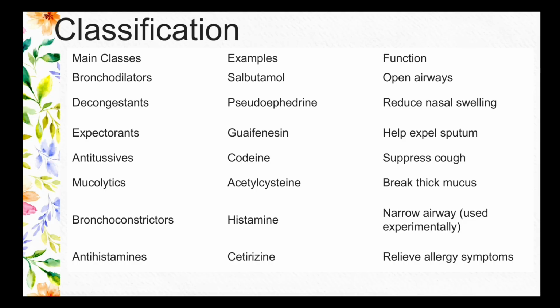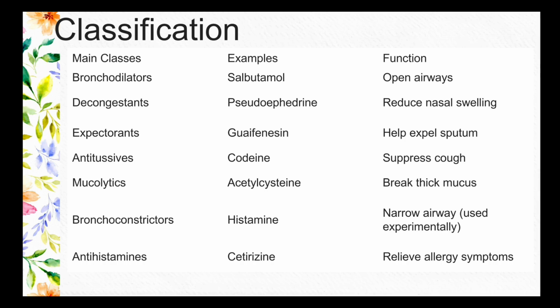Now we'll discuss the classification of drugs in the respiratory system. How are drugs classified? First, we'll discuss bronchodilators. Next, we'll discuss decongestants. After that, we'll discuss expectorants, antitussives, mucolytics, bronchoconstrictors, and antihistamines. These are the classifications.